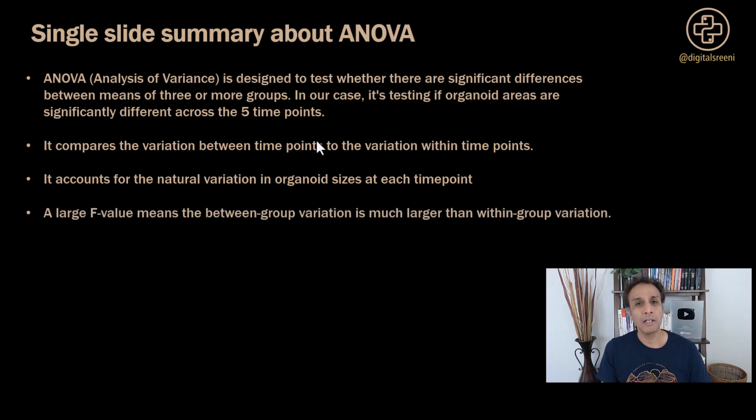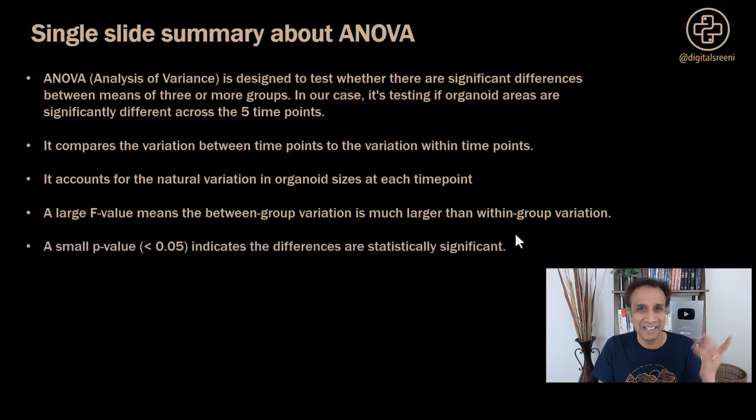Now we calculate both an F value and a p-value as part of your ANOVA analysis. The F value means the between-group variation is much larger than the within-group variation. So a large F value, when you calculate this, means that between these groups the variation is significantly larger than the variation within the group. So the F value is a measure: larger, good; smaller, not good. That's what it comes down to.